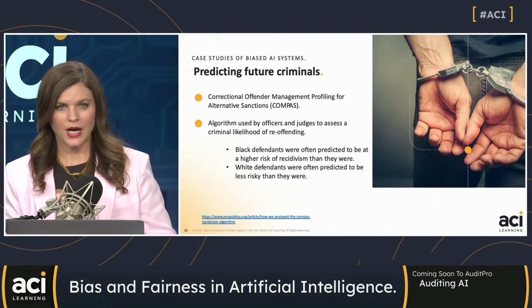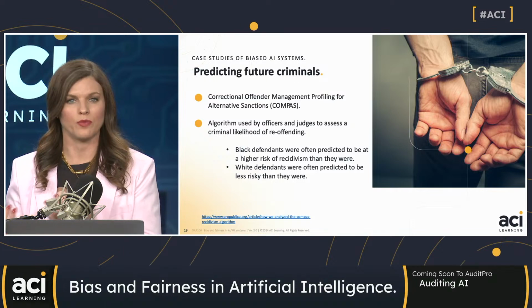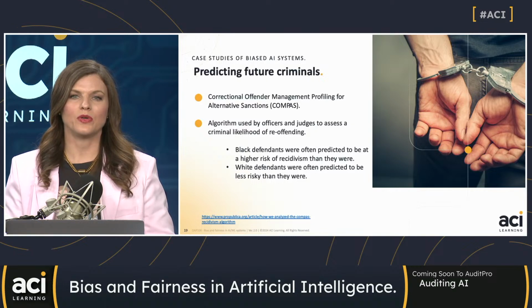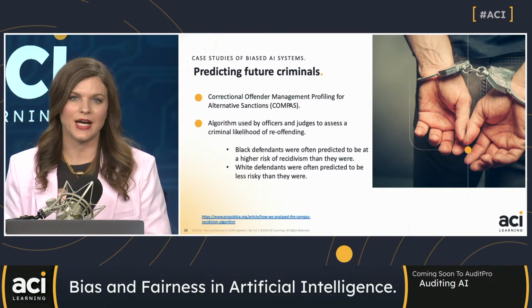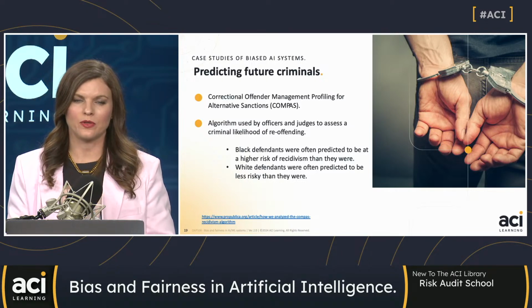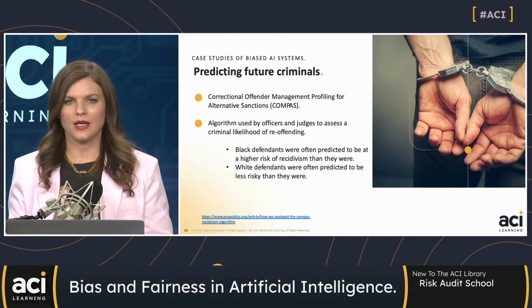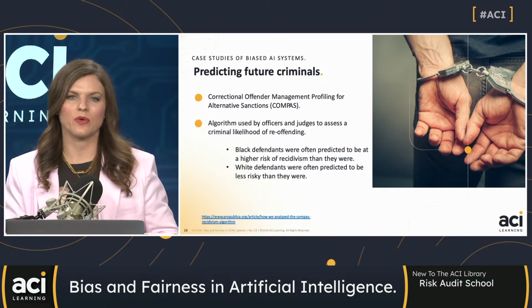COMPAS. The idea of this algorithm was to bring in an individual that had committed a crime, have them go through a select number of questions, and then based on their arrest history and essentially their color, identify if they were going to reoffend. However, what they identified in this study is that the algorithm was classifying white criminals on a lower level and black criminals on a higher level, when most of the white criminals were reoffending, even though they were categorized as low.